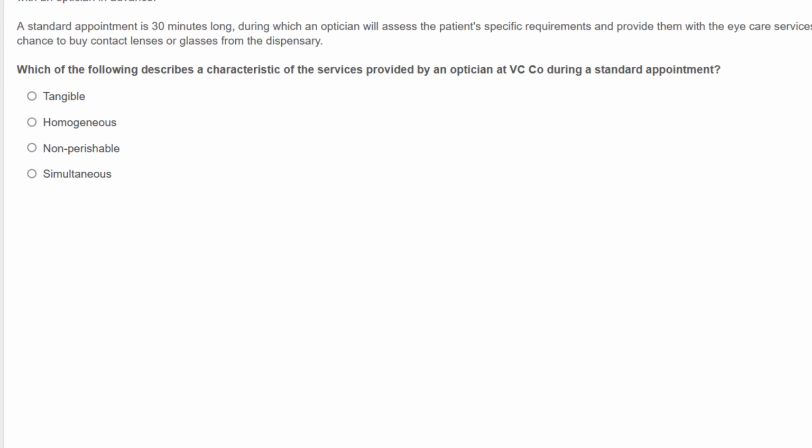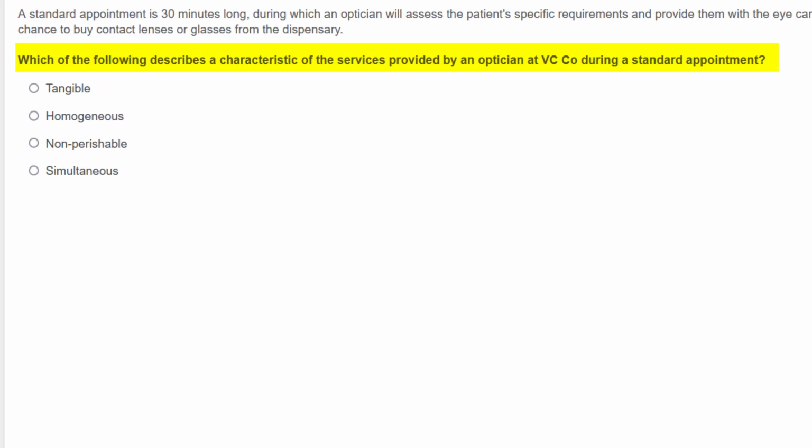Which of the following describes a characteristic of the services provided by an optician, an eye doctor? Well, spoiler alert, we can get this just by looking at the options, because only one of the answers is one of the features of a service organization, and that is simultaneity. So the answer, guys, is simultaneity.